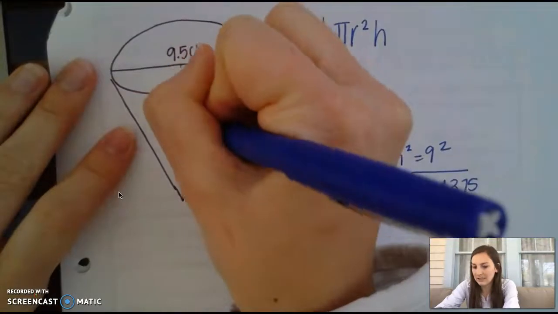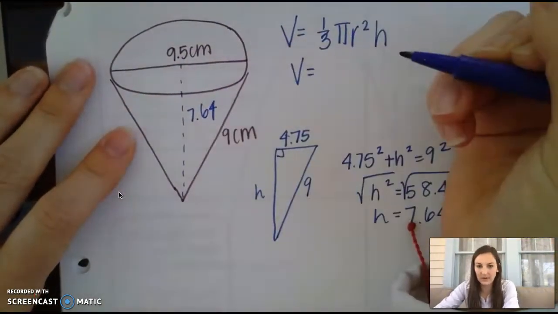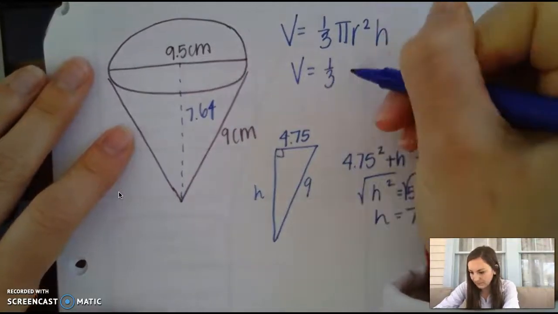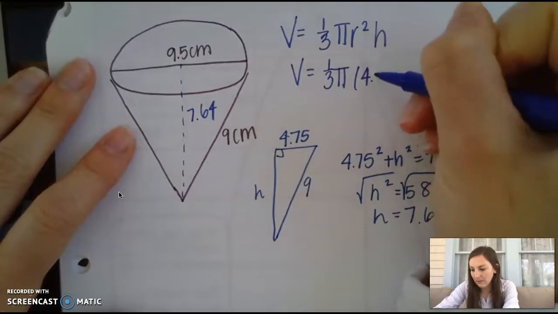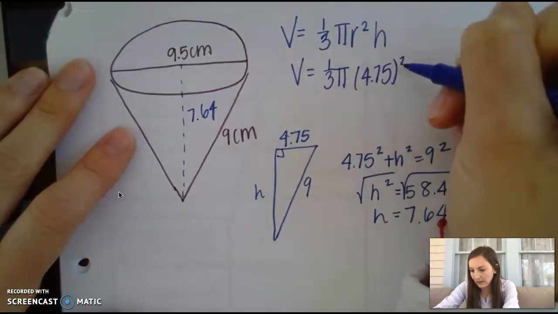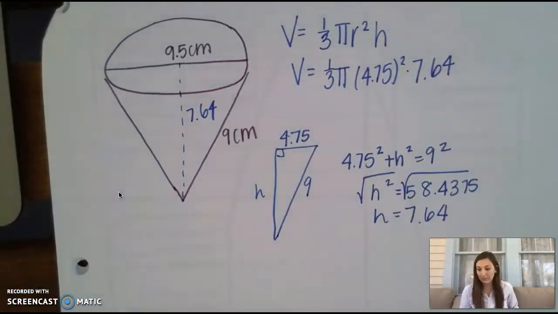So now we know that this is 7.64. And I can plug all this into my volume equation. So 1/3 pi, my radius is 4.75 squared, and my height is 7.64. So I'm going to plug all of that in.